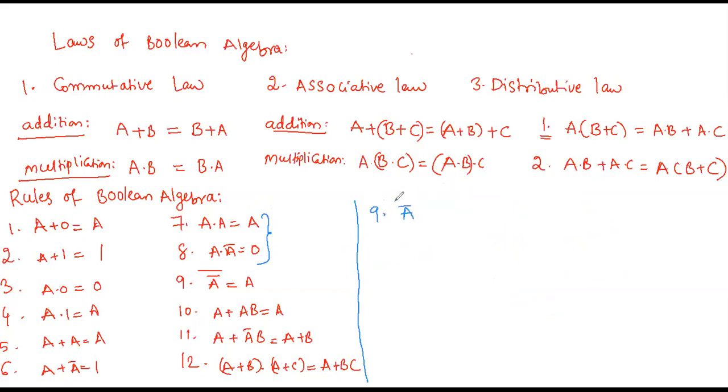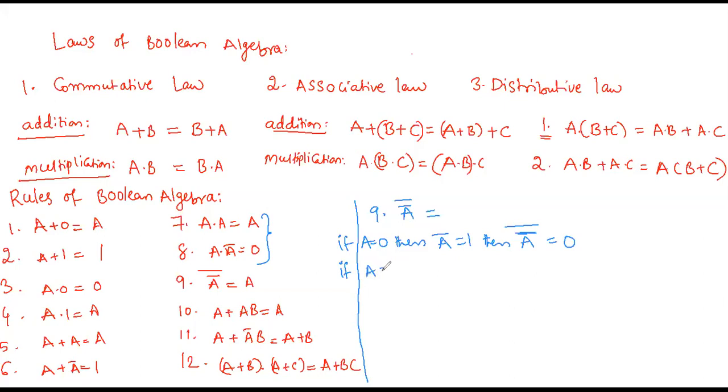A double bar. What is this A double bar? We'll see. First, we'll consider A is equal to 0. Then, what is the A bar value? 1. Now consider A bar as one variable, completely a variable. If A is equal to 0, then A bar is equal to 1. Then take the complement of A bar again, so the value will be inverted, 0.